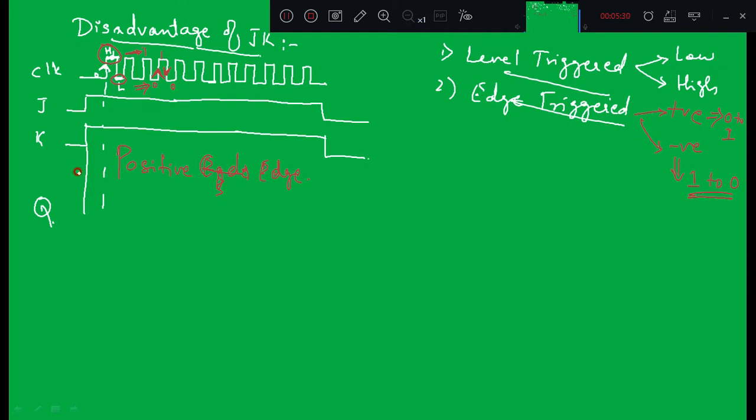So let us say the previous state is Q equal to 0 and Q bar equal to 1, right? This was the previous state. So what happens when we make J equal to K equal to 1 and it has detected a positive edge? Then Q will become 1. Initially it was 0, Q will become 1 and Q bar will become 0, right? Initially Q bar was 1. So now it will change to 1 and 0, right? So it will not remain in this state, right?